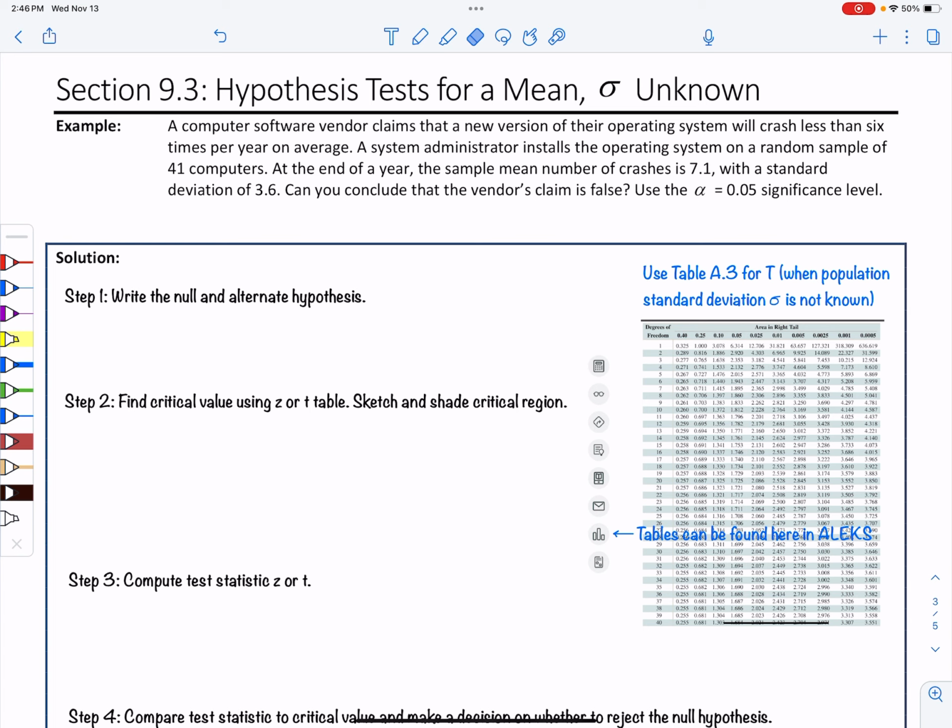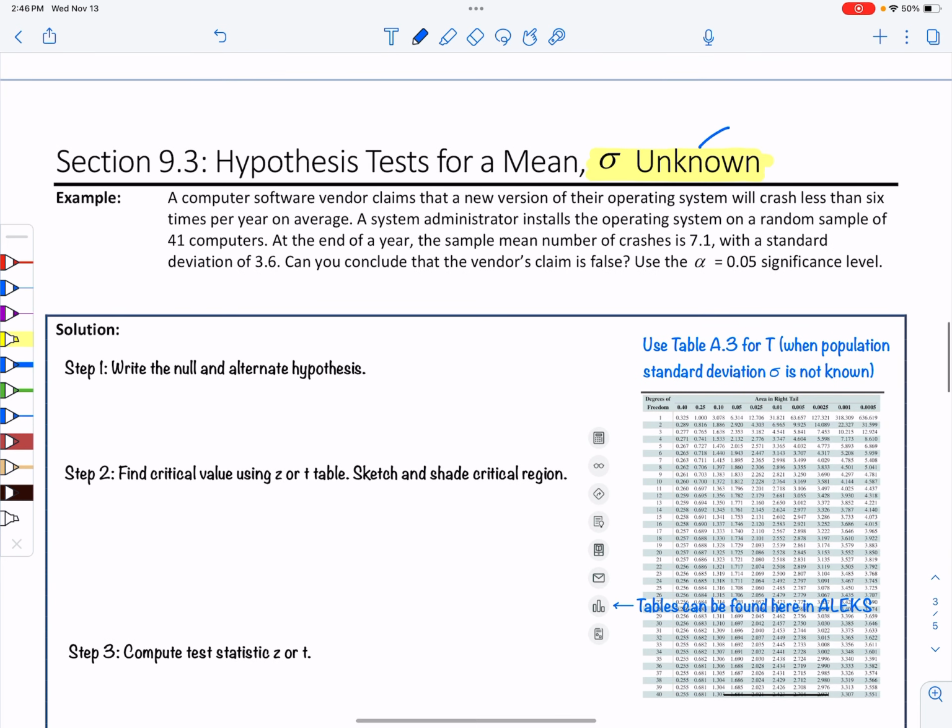Now, we also talked about the fact that just like with confidence intervals, if you have a situation where you do not know sigma, you do not know the population standard deviation, then you have to switch and use T instead of Z. That's literally going to be the only change in the hypothesis test that you see in 9.3, right, is how we find our critical value. All right, so I wanted to go ahead and work through this example with you so that you could see it before next week. And this is in your notes for section 9.3.